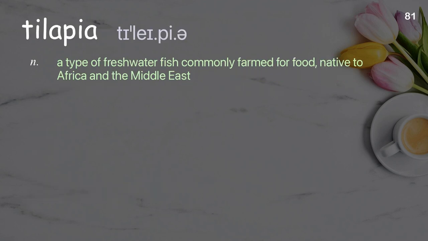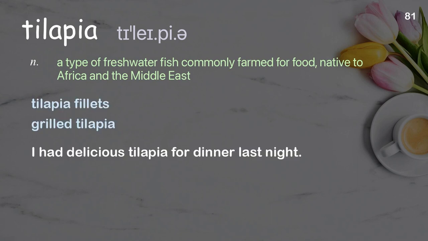Tilapia. A type of freshwater fish commonly farmed for food, native to Africa and the Middle East. Examples: tilapia fillets, grilled tilapia. I had delicious tilapia for dinner last night.